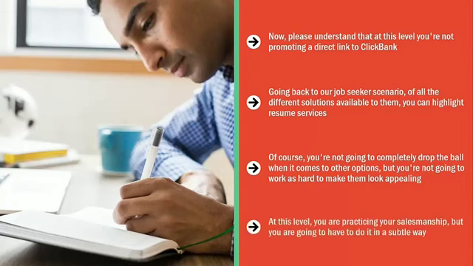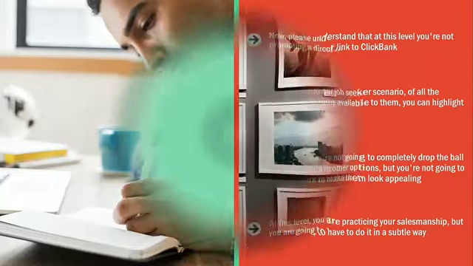At this level, you are practicing your salesmanship, but you're going to have to do it in a subtle way. You cannot be obvious. While you're not blatantly promoting a specific product, you are directing the mind and the attention of your prospect to a specific set of options.